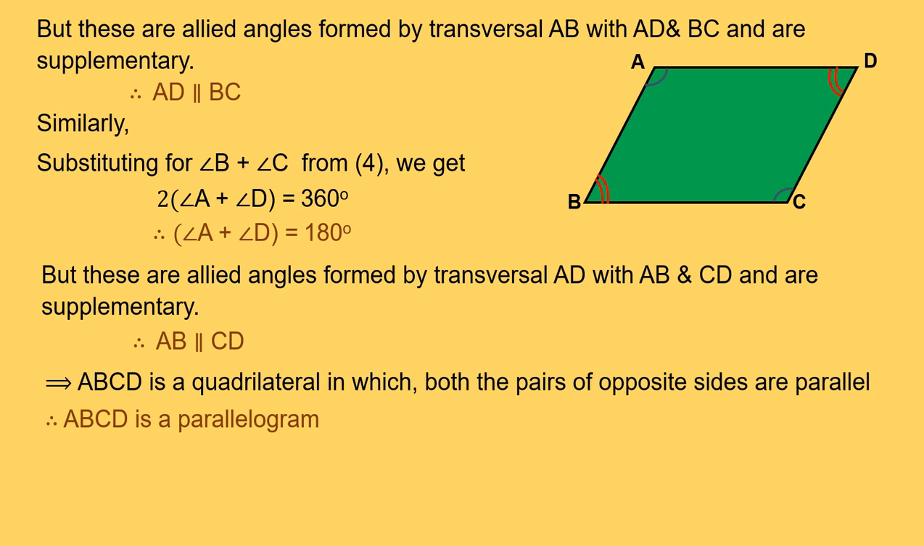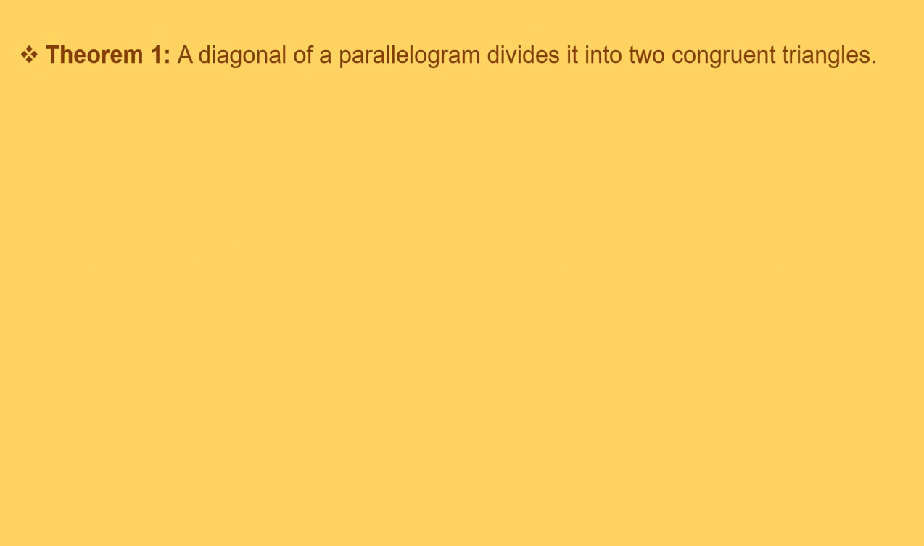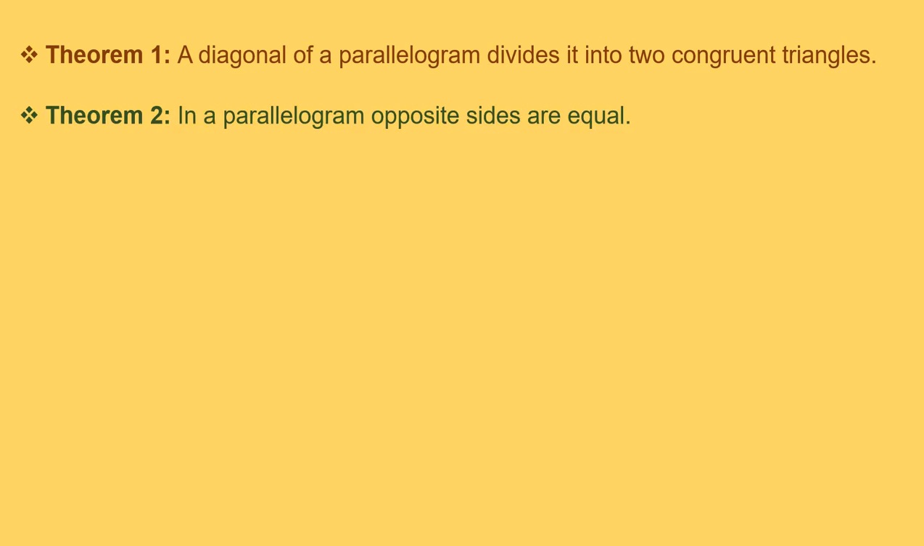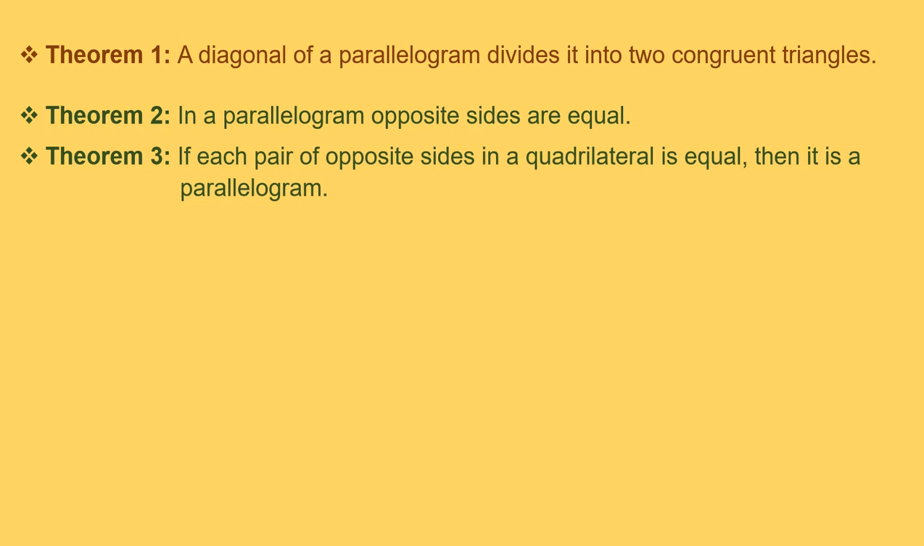So we have proved 5 theorems till now. So let's recall all the theorems once. Theorem 1, a diagonal of a parallelogram divides it into two congruent triangles. Theorem 2, in a parallelogram opposite sides are equal. Theorem 3, if each pair of opposite sides in a quadrilateral is equal, then it is a parallelogram.